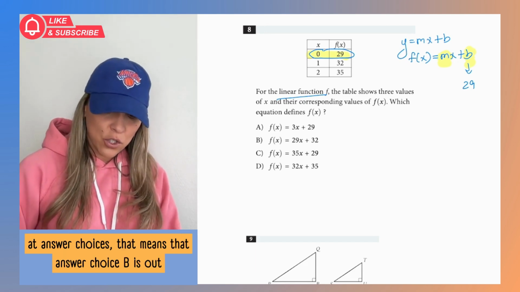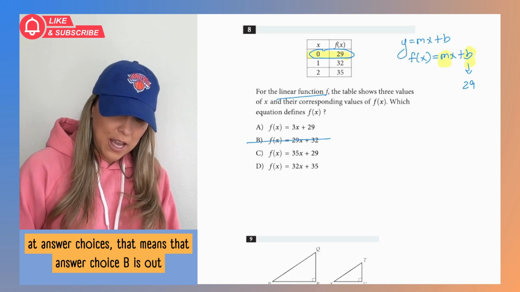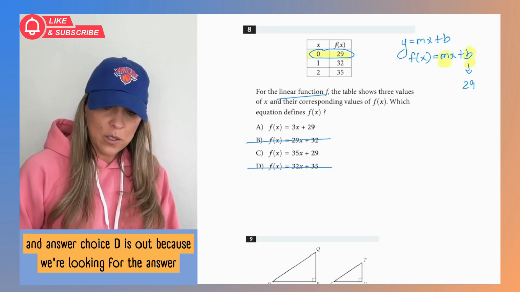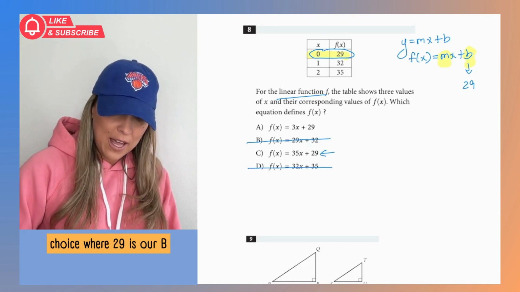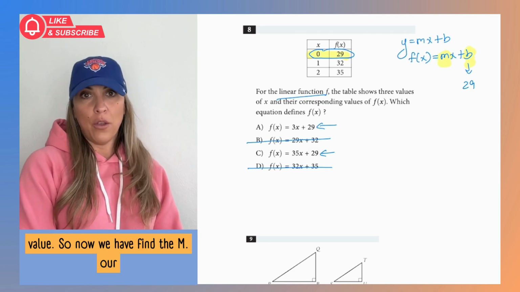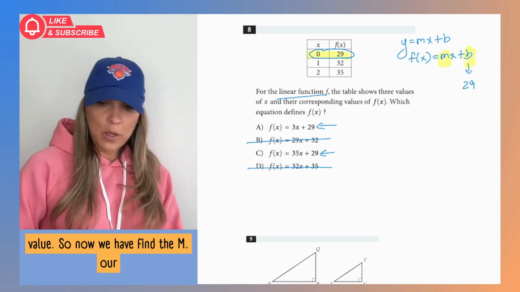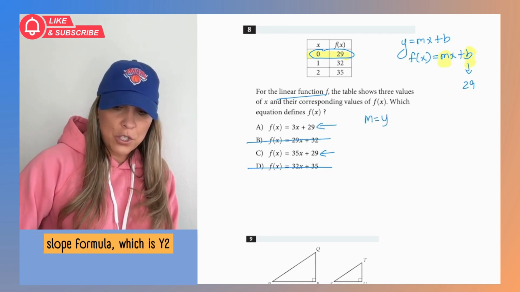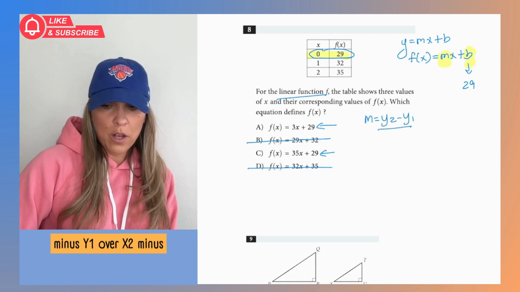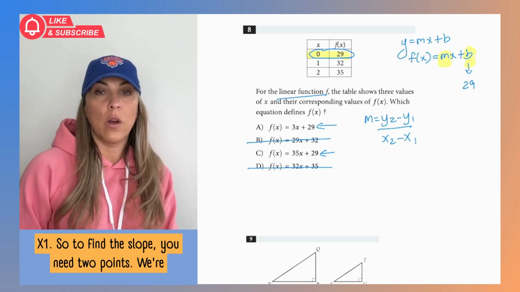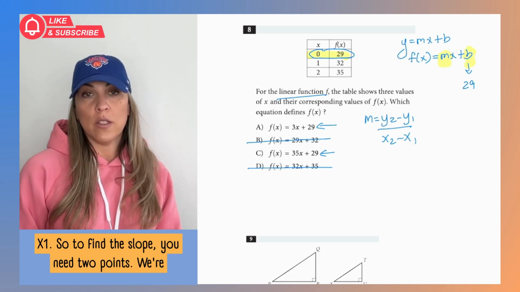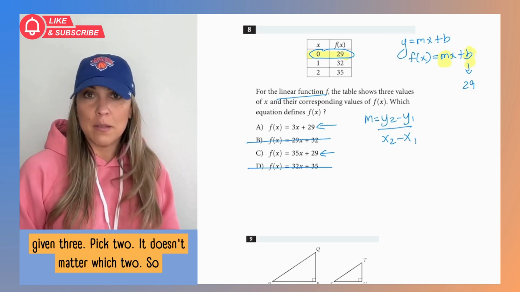So when I look at my answer choices, that means that answer choice B is out and answer choice D is out, because we're looking for the answer choice where 29 is our b value. So now we have to find the m. So we need our slope formula, which is y2 minus y1 over x2 minus x1. To find the slope, you need 2 points. We're given 3. Pick 2. It doesn't matter which 2.